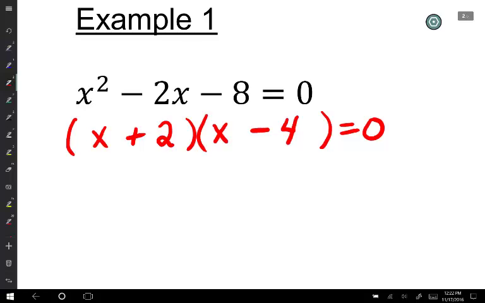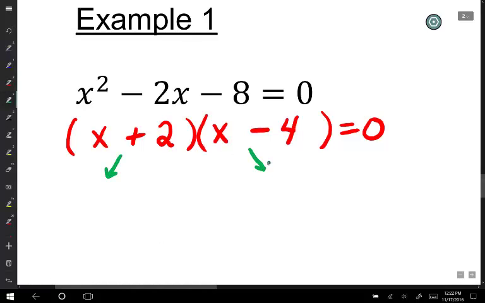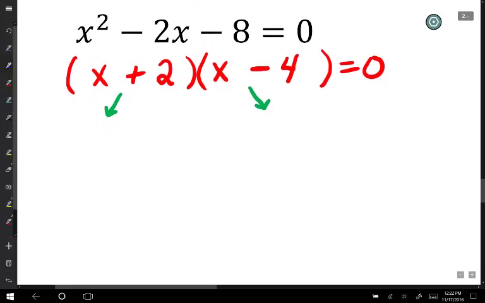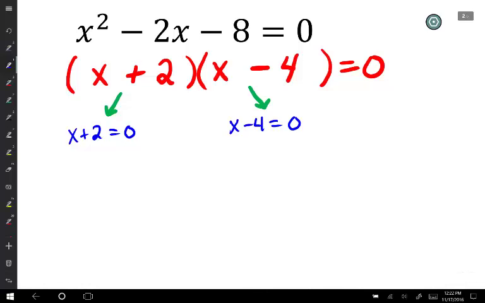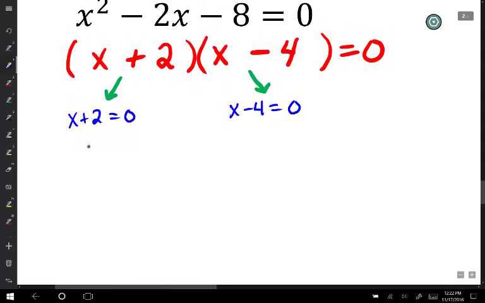But now we need to finish the problem to find where this parabola crosses. And so what we do is we take each part, and I'm going to split it up. And I'm going to take each part, and I'm going to say, hey, x plus 2 equals 0 is one part, and x minus 4 equals 0 is another part. Does this look semi-familiar from Algebra 1? Yeah. It should. We solve these tiny little equations. What does the left one solve for? X equals what? -2. And the right one? Positive 4.